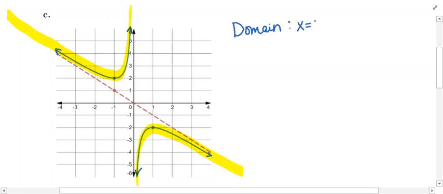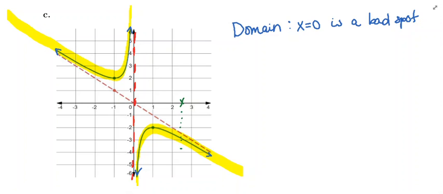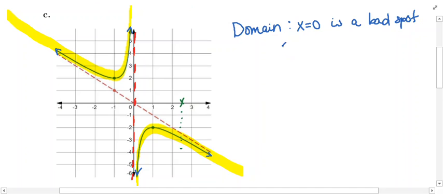So I'm going to write that down. X equals 0 is a bad spot. And you can kind of see that here. No matter where you are, I'll go ahead and put in a red dotted line. x equals 0 has no output. But any other x value you pick, you can draw down to its output. So the domain here is going to be all real numbers except for 0.